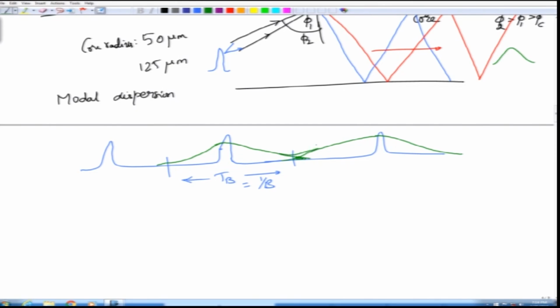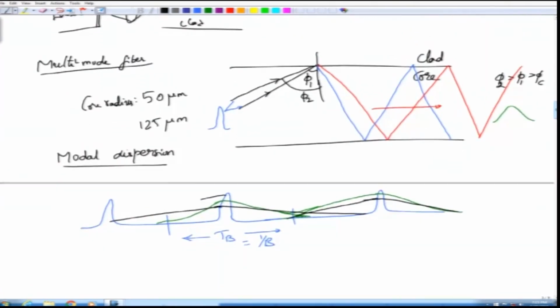If you were to wait for a longer time, this pulse would be wide enough that it will start occupying the neighboring slots, and therefore you will not be able to send pulses at whatever rate you want because of this broadening mechanism. This broadening happens because of what is called modal dispersion, sometimes called intermodal dispersion. It is dispersion between two different modes of propagation inside a multimode fiber.